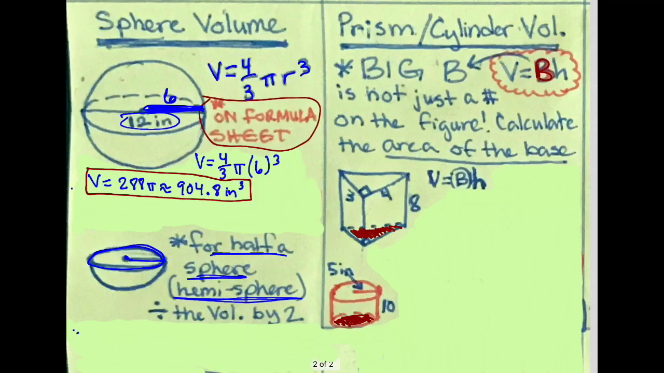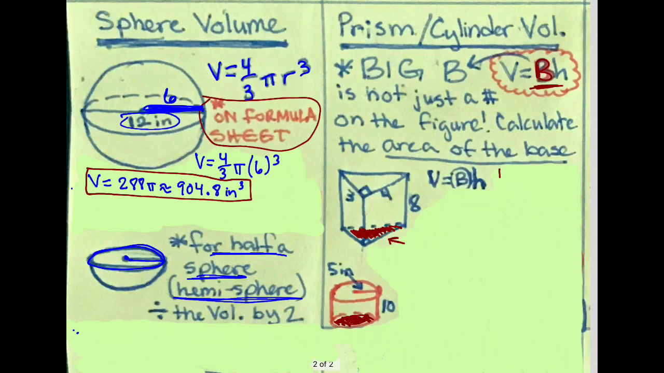Big B is never a number you can just get off of the figure. So if you're putting a 3 in for big B, or 4 in for big B, or 8 in for big B, those are all wrong. Make sure you're calculating big B. First things first, and obviously this is what this all says right here, let's find our big B. So identify the shape of the big B.